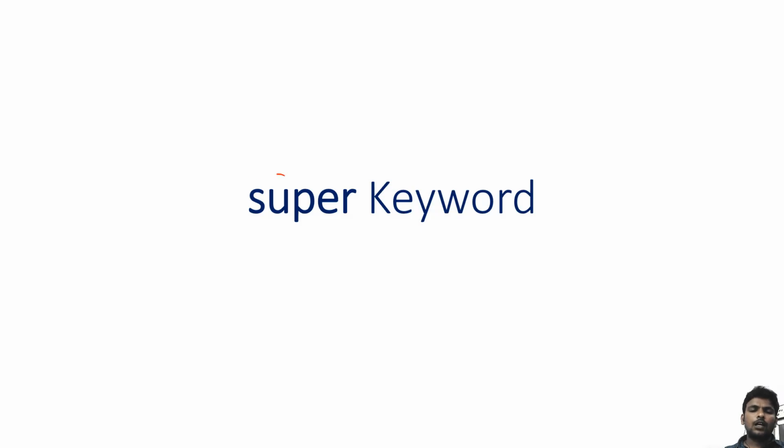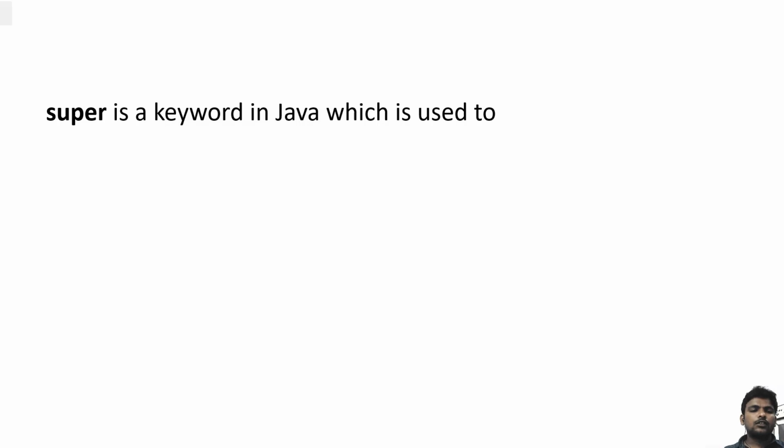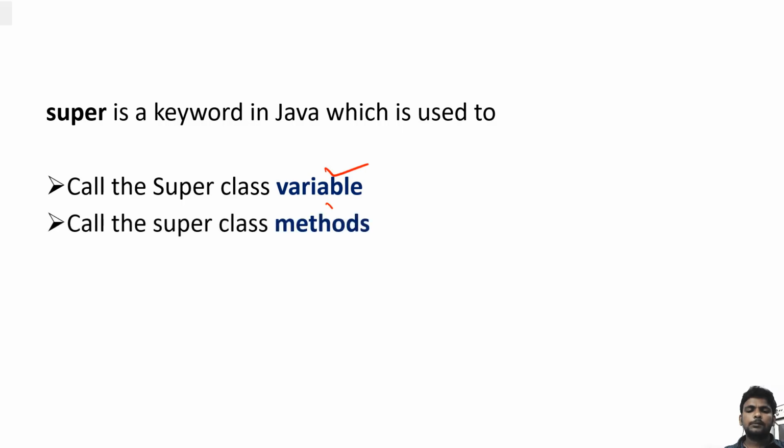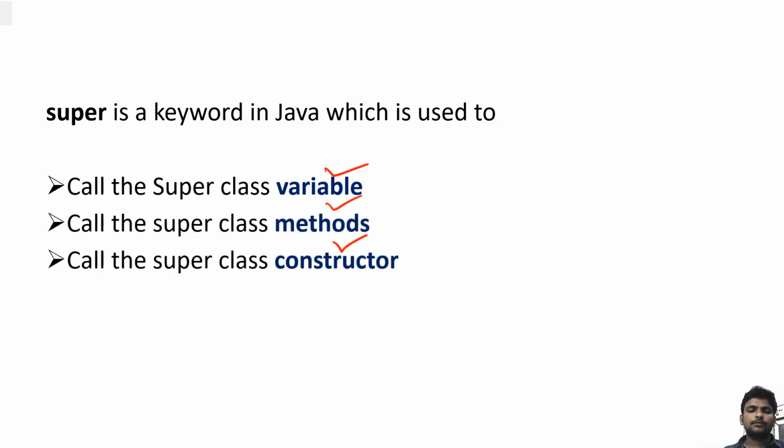Now in this session I'm going to talk about the super keyword. Super is a keyword in Java which is used to call a superclass variable, superclass method, or superclass constructor. As the name suggests, it will call superclass members. Superclass means parent class properties, like a variable, method, or constructor.